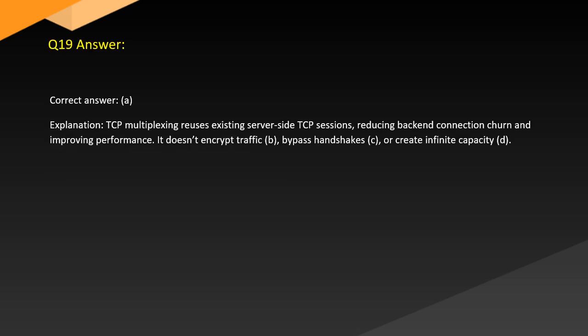Answer. Correct answer: A. Explanation. TCP multiplexing reuses existing server-side TCP sessions, reducing backend connection churn and improving performance. It doesn't encrypt traffic (B), bypass handshakes (C), or create infinite capacity (D).